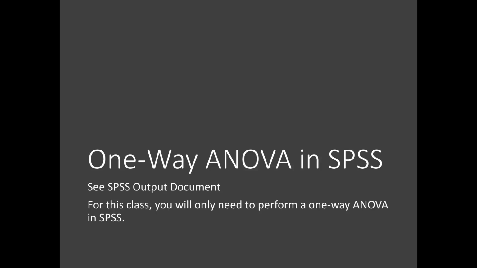The MANOVA assesses multiple continuously measured DVs, so 2 DVs or more on one categorical IV with independent groups. So this helps to control type 1 error because you minimize that multiple comparison. Instead of doing multiple independent t-tests, it minimizes that by doing it all in one test.